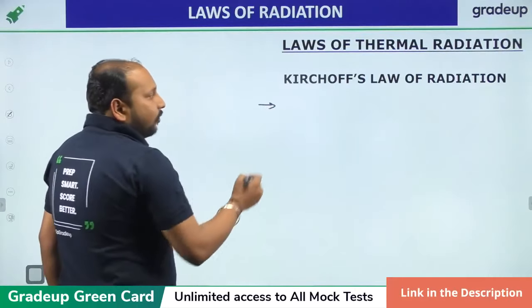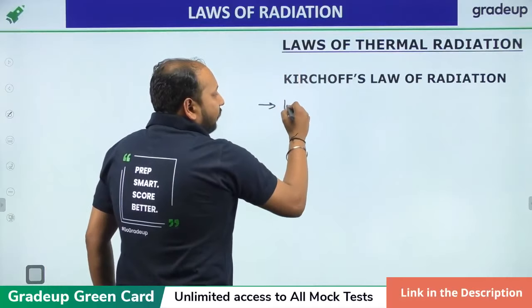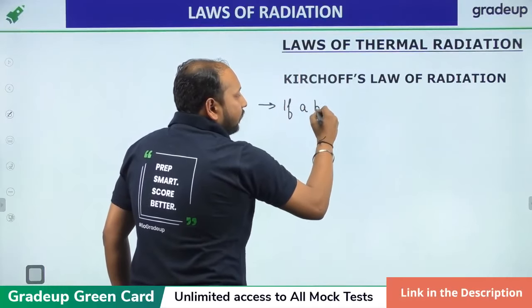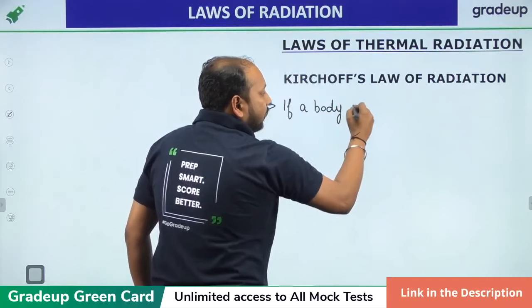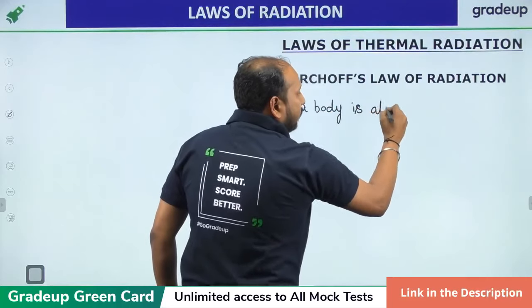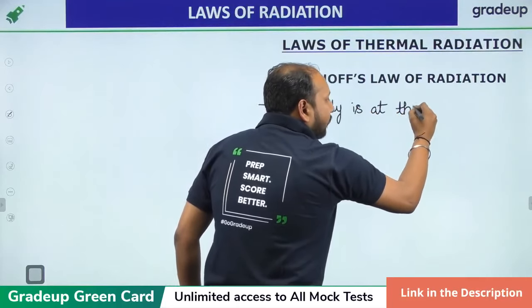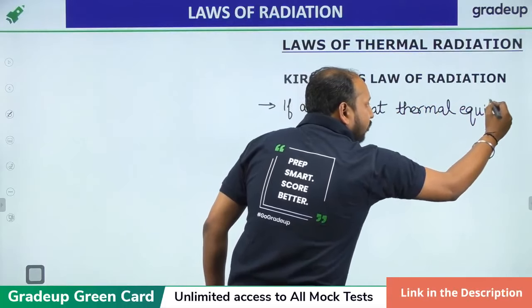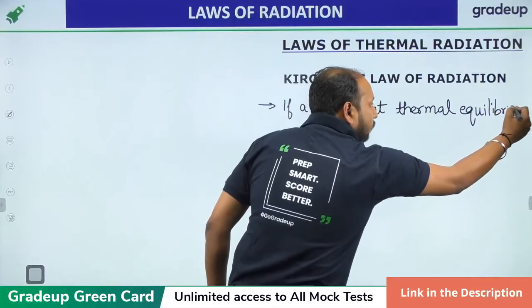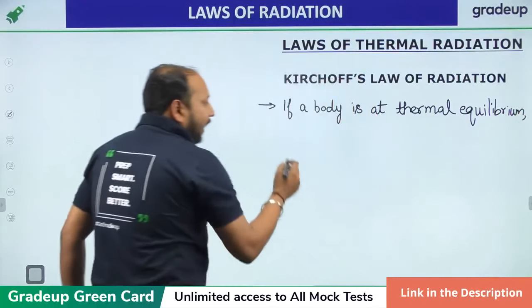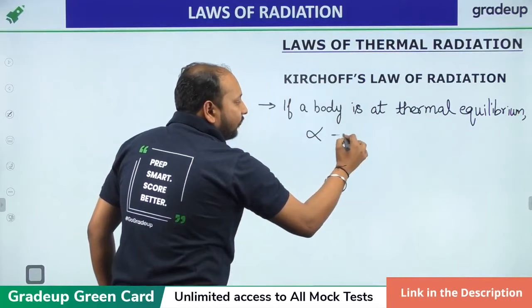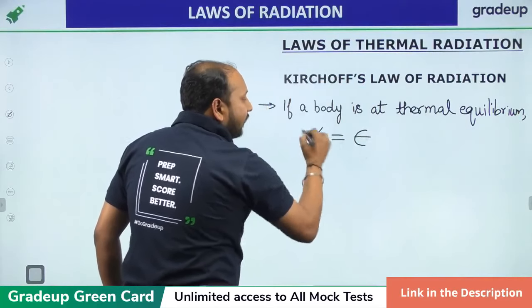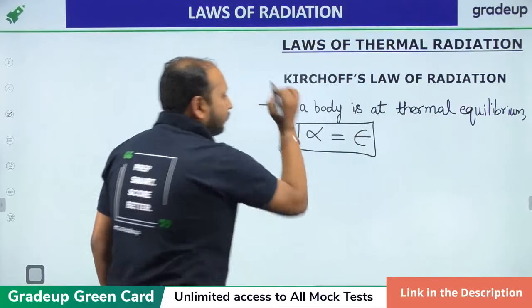This basically tells us that if a body is at thermal equilibrium, then the absorptivity of that body will be equal to the emissivity of that body at that temperature.